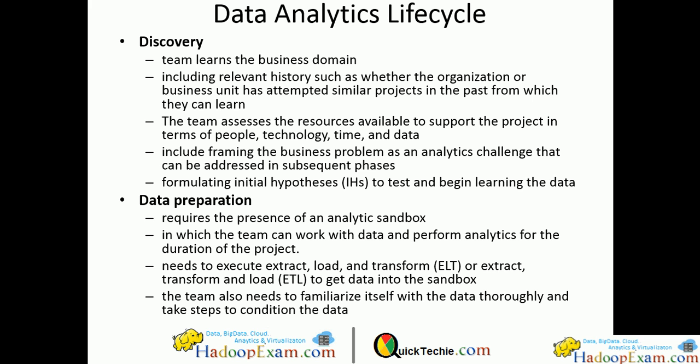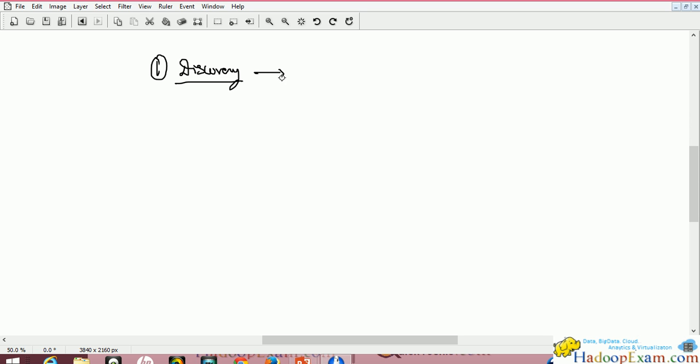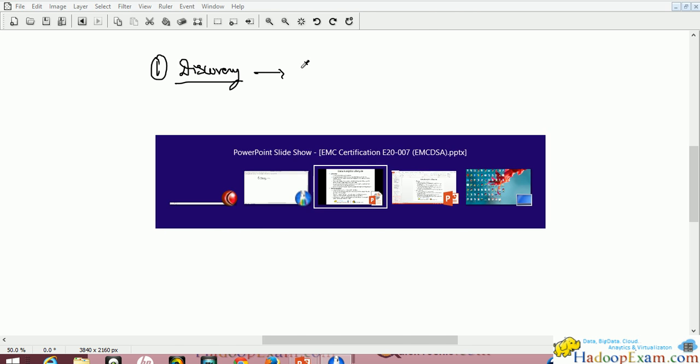You have to understand the business domain, and include relevant history, such as whether this same project has been tried before and some data has been collected. What was the outcome of that project, why did it fail, or why was it stopped? This kind of knowledge you have to have.